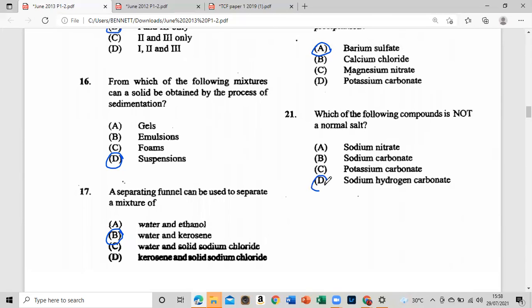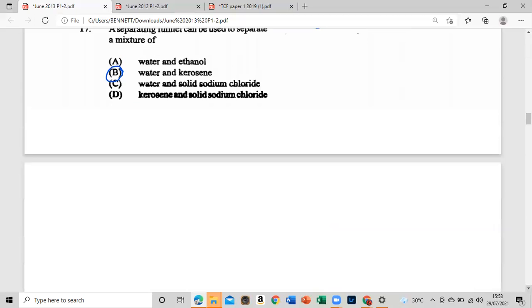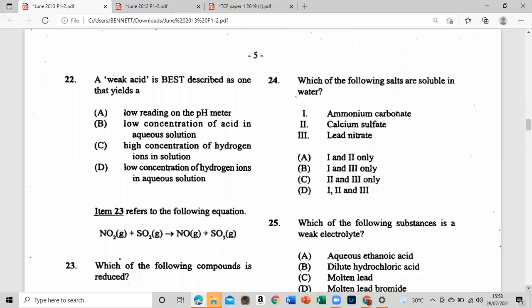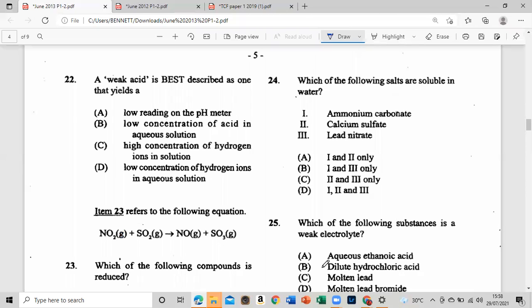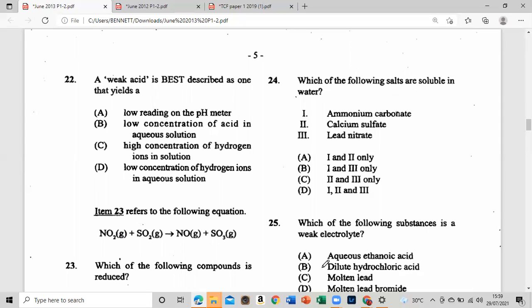Scroll down. 22 says a weak acid is best described as one that yields a low reading on a pH meter, a low concentration of acid in the aqueous solution, or a high concentration of hydrogen ions in solution. So I think that's all the options, and that would be D, a low concentration of ions in aqueous solution.